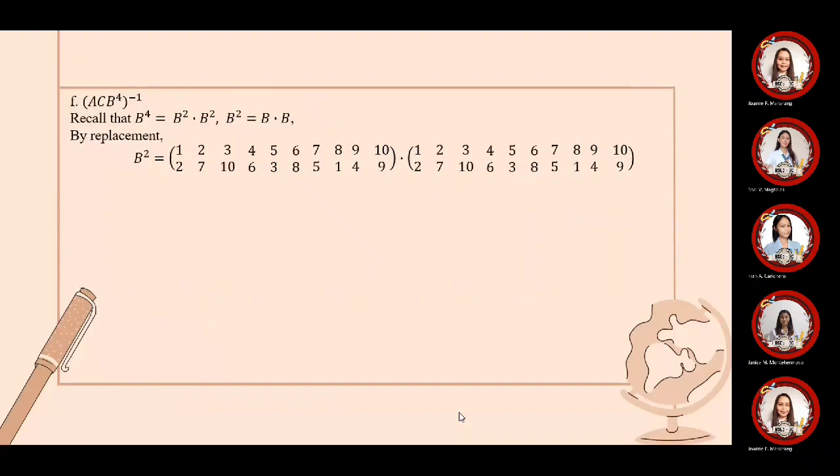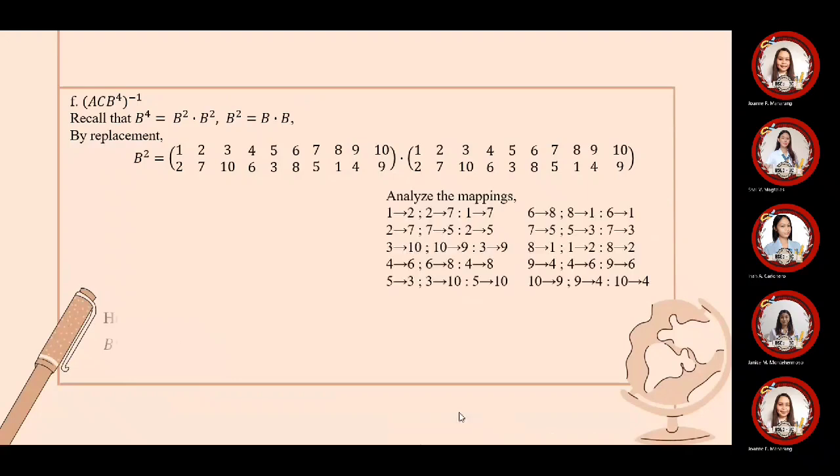So the last letter, we have the inverse of the quantity of A times C times B raised to 4. So by replacement, B squared is equal to 1 maps to 7, 2 maps to 5, 3 maps to 9, 4 maps to 8, 5 maps to 10, 6 maps to 1, 7 maps to 3, 8 maps to 2, 9 maps to 6, and 10 maps to 4.